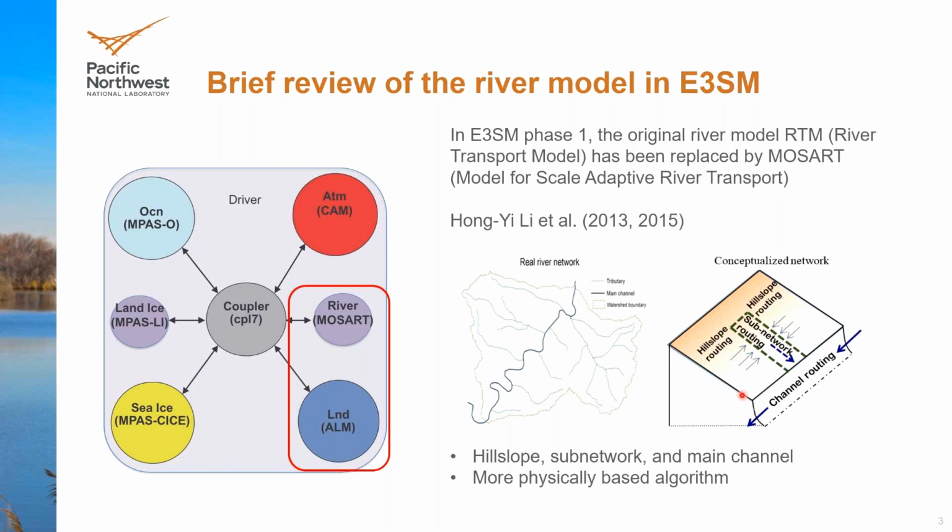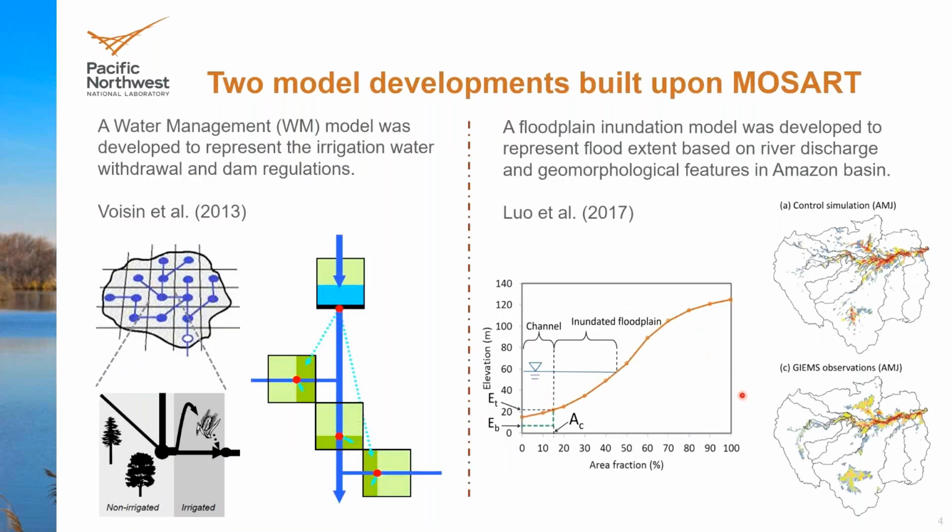In phase 1, we had 2 other developments based on MOSART. First, on the left side, you can see Natalie developed a water management model coupled with MOSART. The water management model can model the dam and reservoir operations in the river network, and it also allows you to assess the water demand at each grid cell and redistribute the irrigation water from the river channel and the reservoir to the cropland.